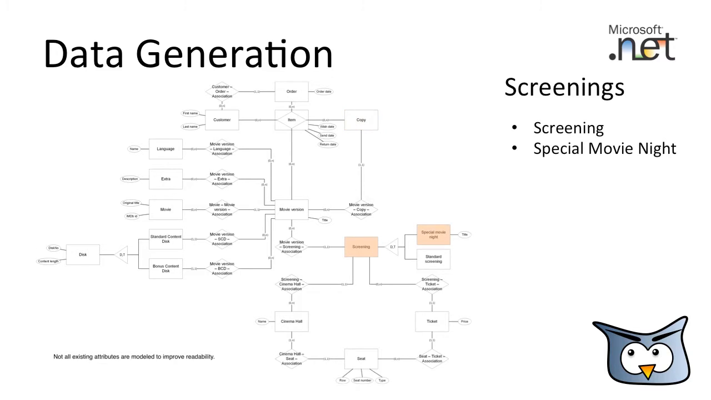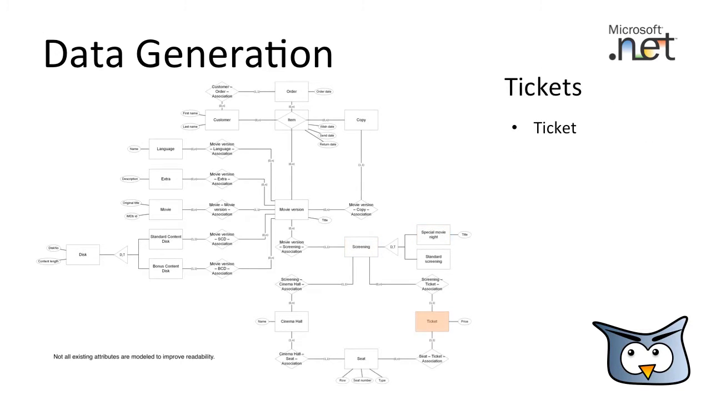The Screenings generator enhances the Screenings table as well as the Special Movie Nights table. The Ticket generator solely alters the Tickets table, and finally the Wishes generator updates the Orders and Items tables.